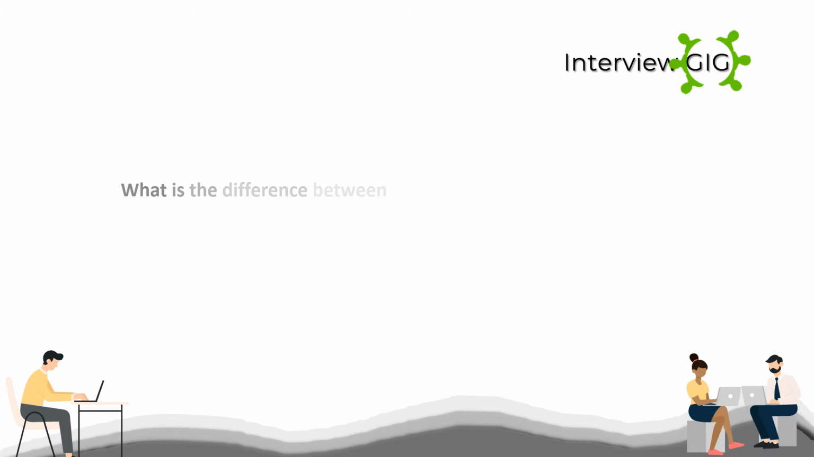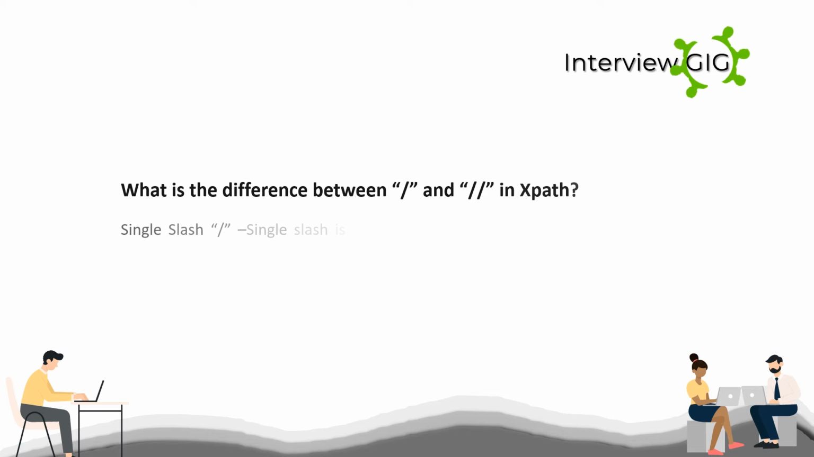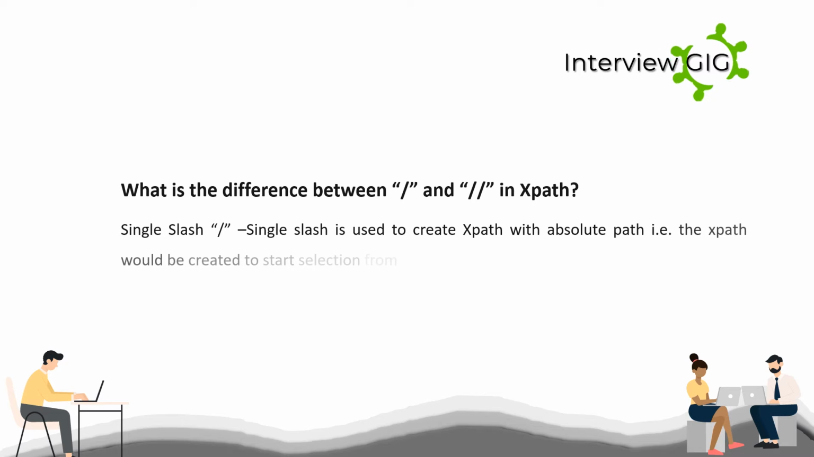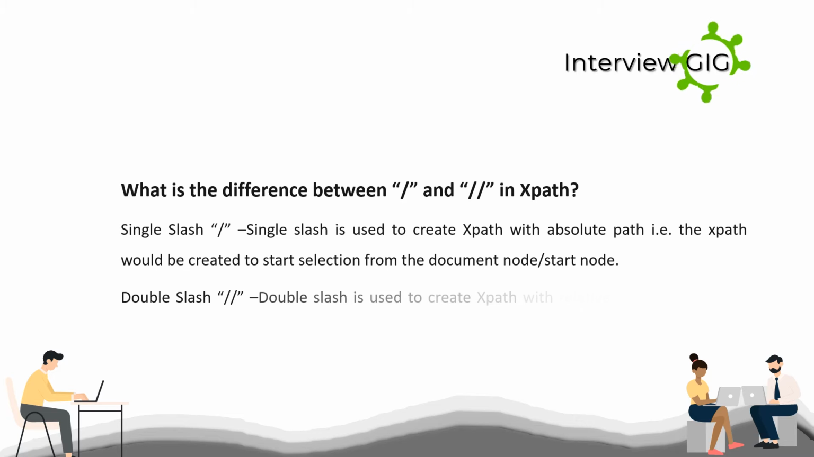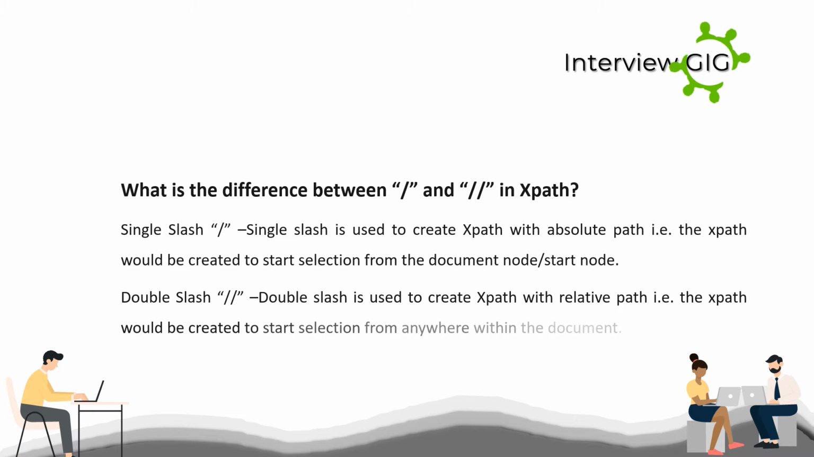What is the difference between / and // in XPath? Single slash is used to create an XPath with absolute path, that is, the XPath would be created to start selection from the document node, the start node. Double slash is used to create an XPath with relative path, that is, the XPath would be created to start selection from anywhere within the document.